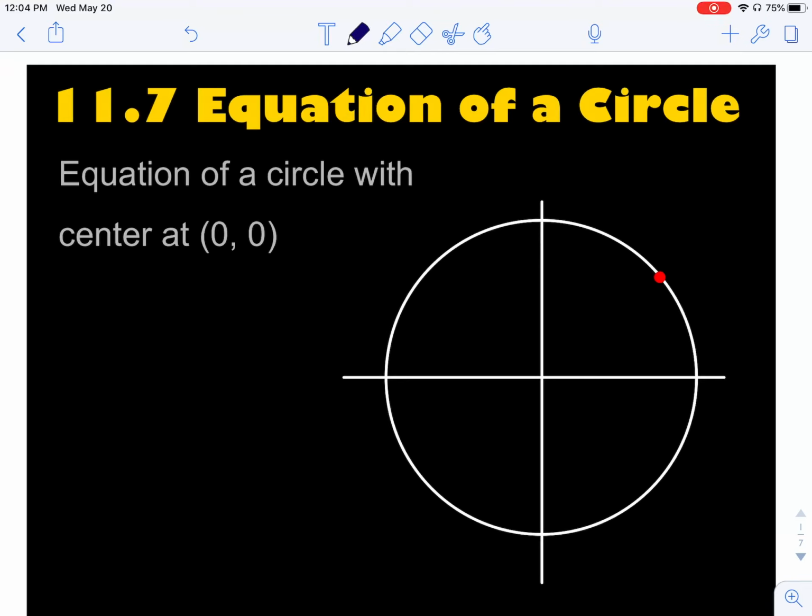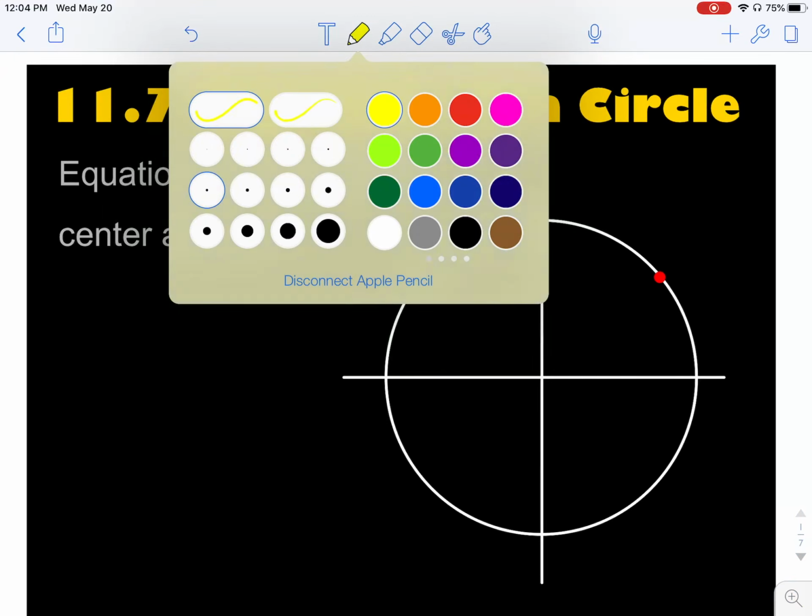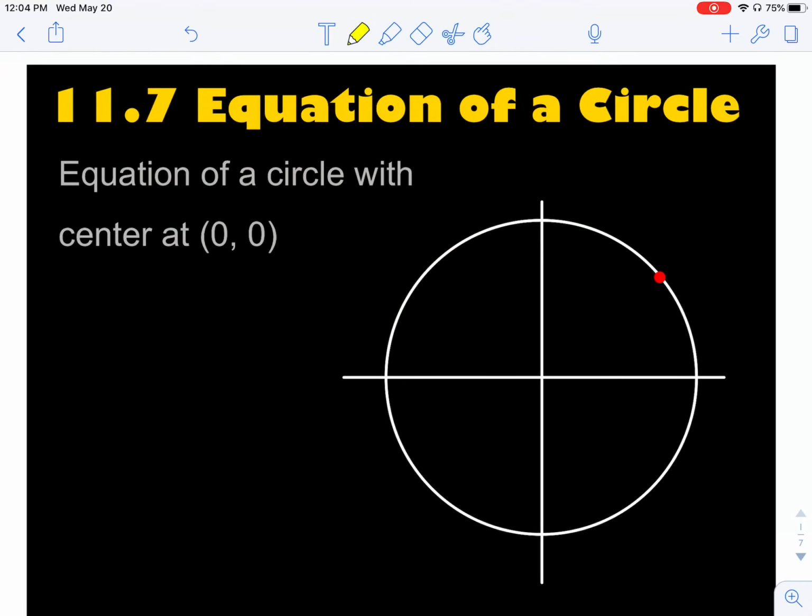And so we are going to talk on this one about equations of a circle. There are two equations that we're going to look at. The first one is the most basic, where the center of the circle is at 0, 0. The equation would be x squared plus y squared equals the radius squared. That is the equation for when the center of the circle is the origin, 0, 0.